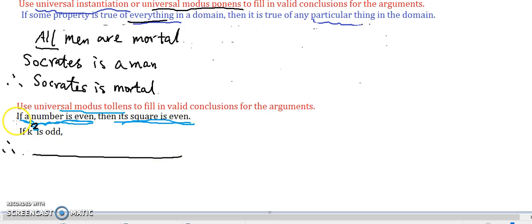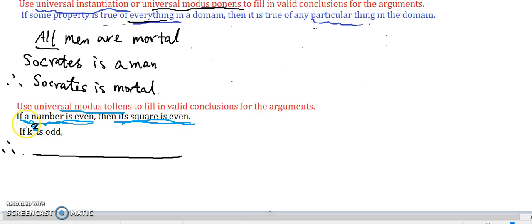argument. So we have a conditional statement. If a number is even, then its square is even. A number here means it could be any number. Of course, because of the condition hypothesis, this number has to be an even number. So pretty much this is for any even integer, the square of this even integer is going to be even.